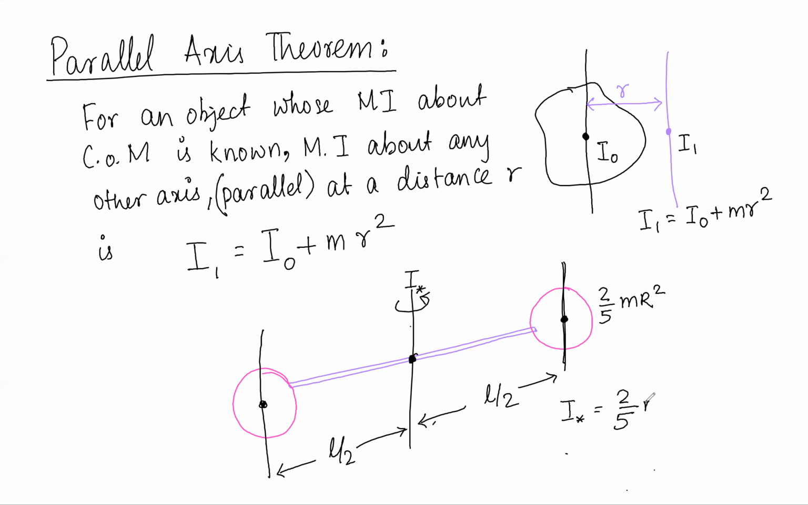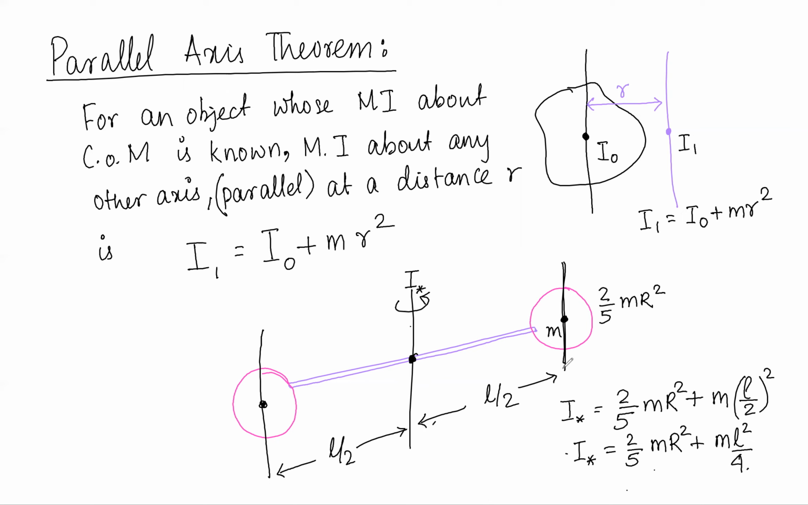2 by 5 mr square plus the mass of the sphere. Now it doesn't matter if it's a sphere or a ring or whatever. So just the mass of the sphere, m, multiplied by the distance from the central axis, which is equal to L by 2 का square. तो ये कितना हो जाएगा? 2 by 5 mr square plus ml square by 4. That is your moment of inertia of that sphere about this axis.